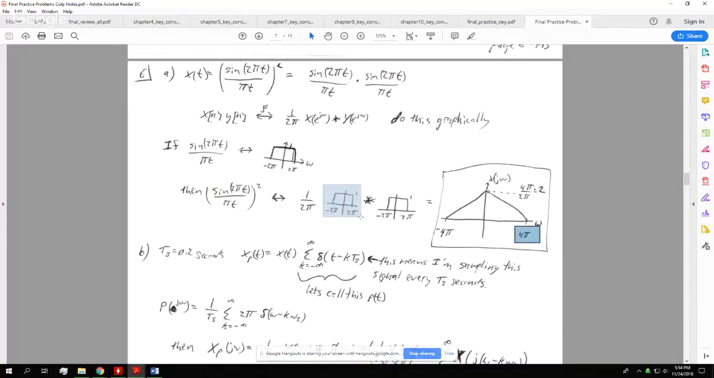If this happened to be a different shaped square pulse convolved with this square pulse, then you would have to do it by hand and use your definition to solve it. Otherwise it's easy since these are the same. Now we have the scaling factor, and here's that scaling factor right there.